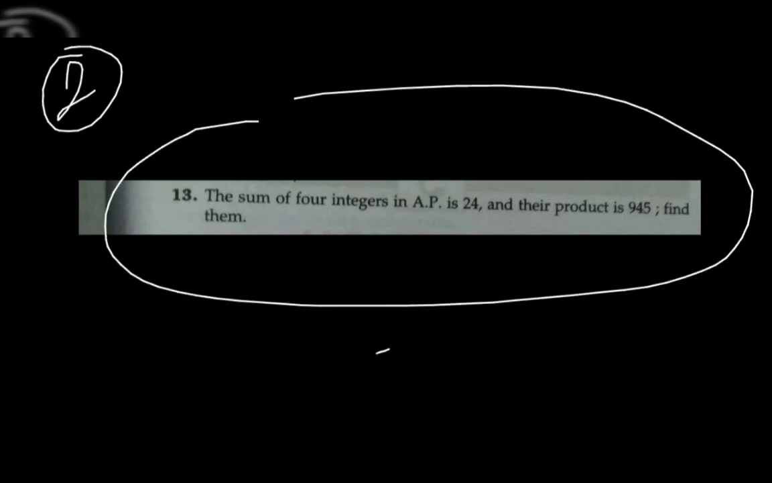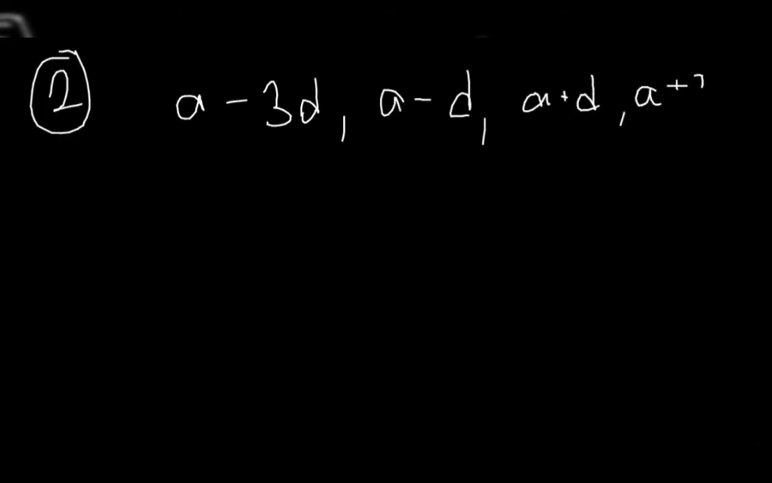Number 2 is of the trick I told you. See, the sum of 4 integers in AP is 24 and the product is given. Find them. So the sum of 4 integers: what I will take is a minus 3d, a minus d, a plus d, a plus 3d. If you sum them, you'll get 4a is equal to 24. A becomes 6.